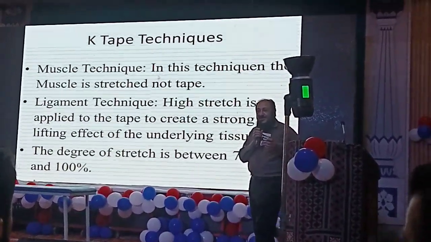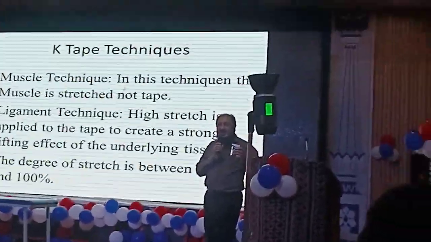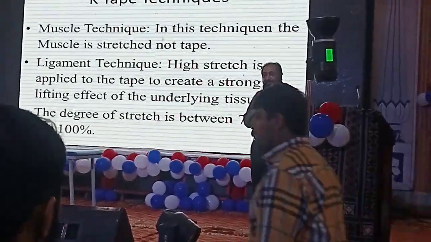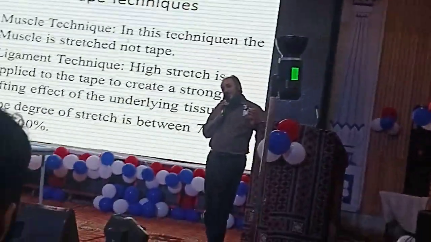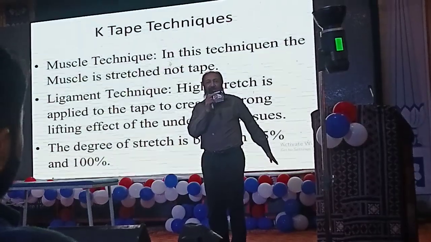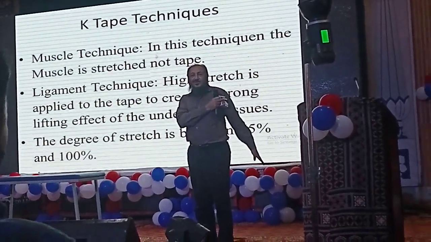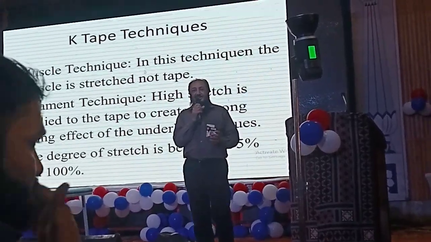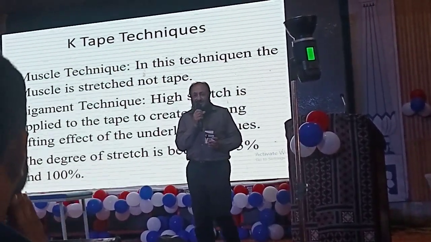So, one is muscle technique. In a muscle technique, there is no tension on the tape, but the muscle will be on the stretch, right? So if you want anterior fibers of deltoid, what will happen? I will stretch the deltoid, but then I will put the tape on without any stretch. That is called a simple muscle technique, right?